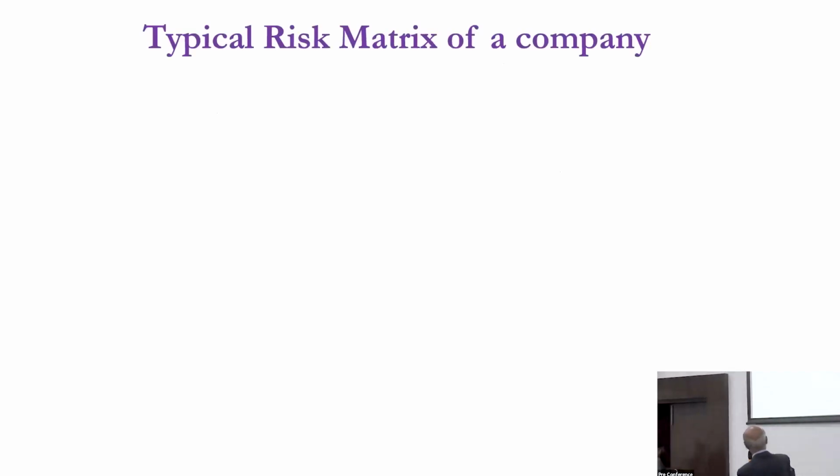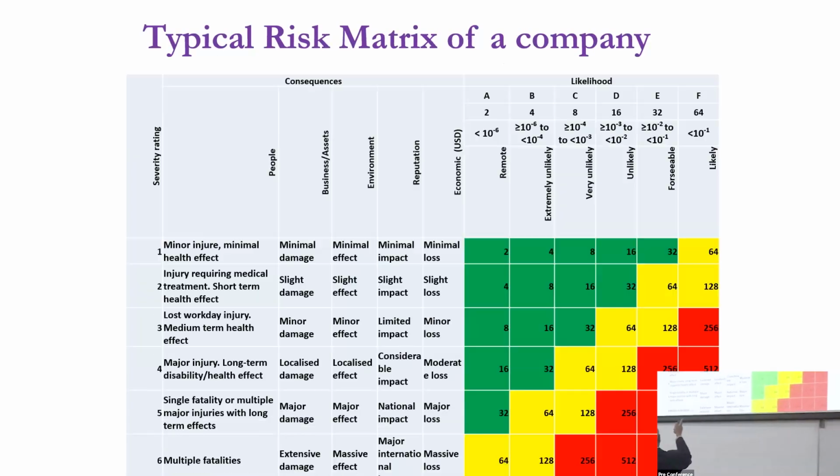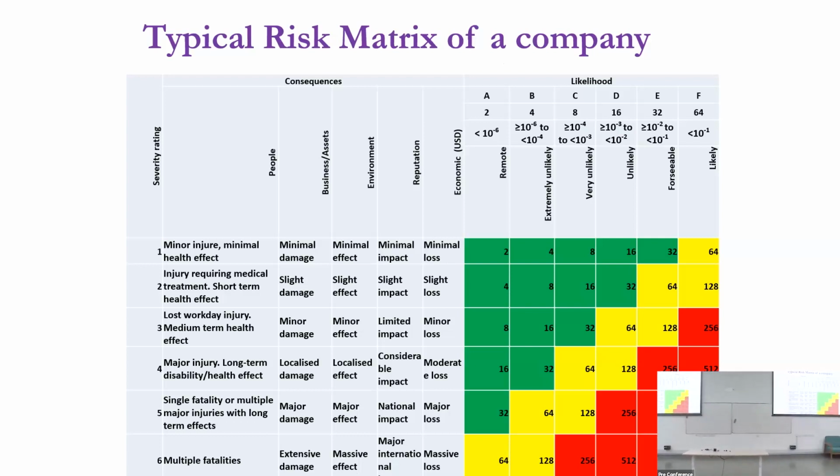So this is the one. Normally every company should have this type of a risk matrix. This is a very important thing. If you don't have it, please make it. Because this risk matrix, if you look at it, has the severity rating right from minor injury to multiple fatalities. That could be 3, 4, 5, many people can die.